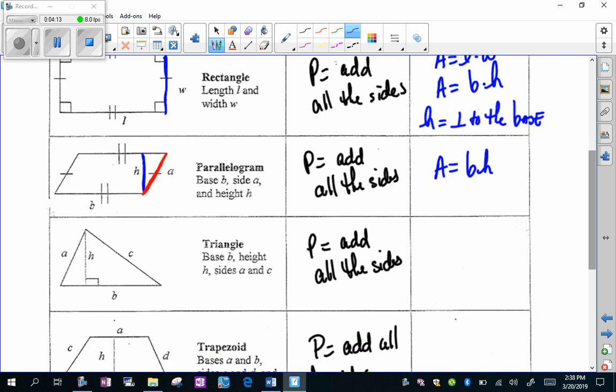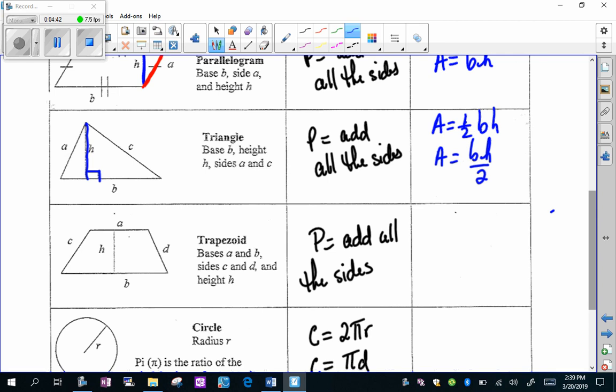Okay, moving down to the triangle. Well, the triangle is going to be, if you took a square, you drew the diagonal, you get 2 triangles. So that's half of the size. So the area equals 1/2 base times height, or the area equals base times height divided by 2. Just remember that that height again is perpendicular to the base.